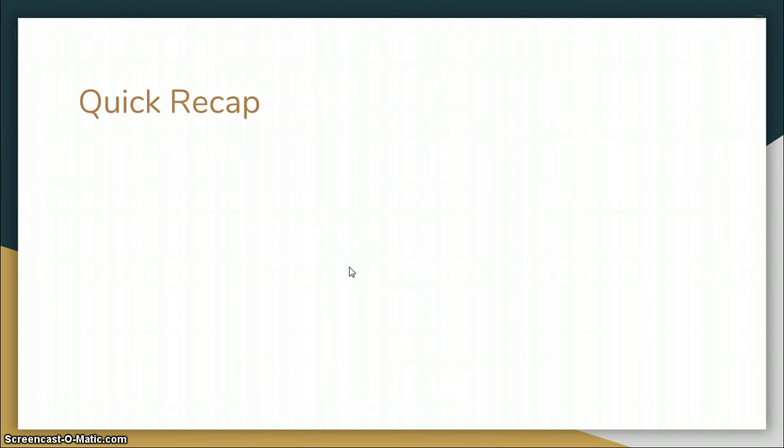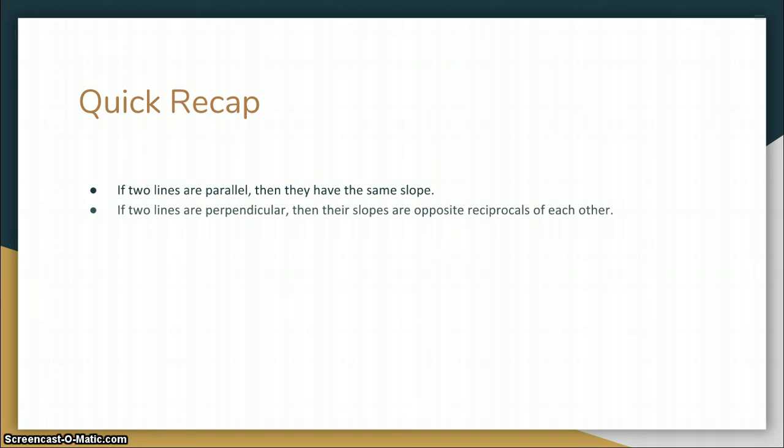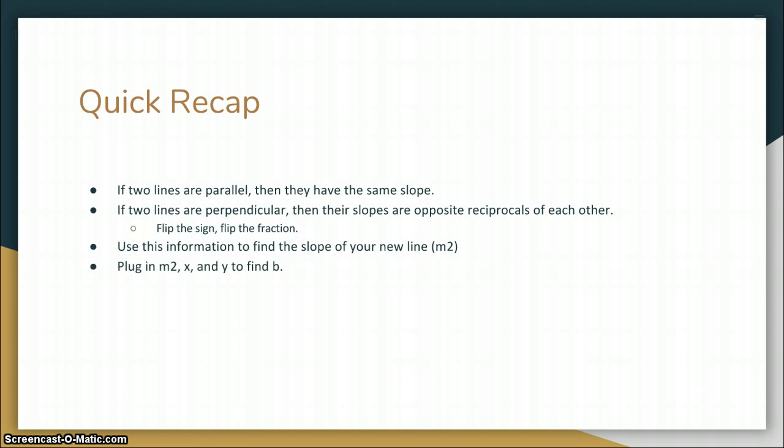So, to review, what have we covered in these 2 videos? Understand that if 2 lines are parallel, they have the same slope. If 2 lines are perpendicular, their slopes are opposite reciprocals of each other. And if you need to find opposite reciprocals, you flip the sign, you flip the fraction. Use all this information to get your new line with your new slope. We'll call that M2. And then plug in what you know. Same thing we've been doing. The new slope, your x, your y, find b.